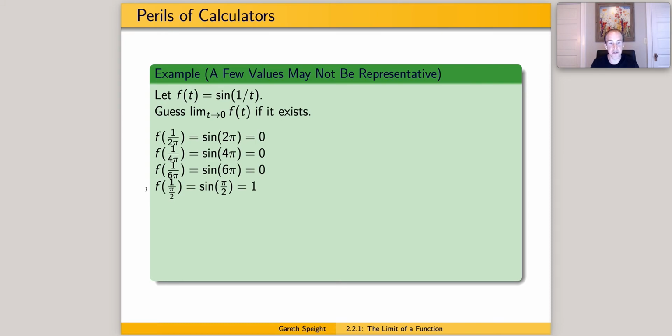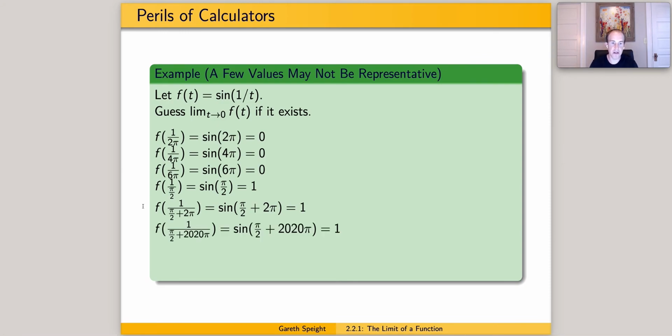Okay, but I wanted some values of t which are close to 0. So let me consider f of 1/(pi/2 + 2pi). If I think of pi/2 + 2pi, it's a pretty big number, so 1/(pi/2 + 2pi) is a pretty small number. So plugging in this makes sense. And once I plug that into sine of 1/t, it's going to flip this. So I'm just going to get sine of (pi/2 + 2pi), and that's 1. Remember, sine is 2pi periodic, and sine of pi/2 is 1. So this is going to be 1.